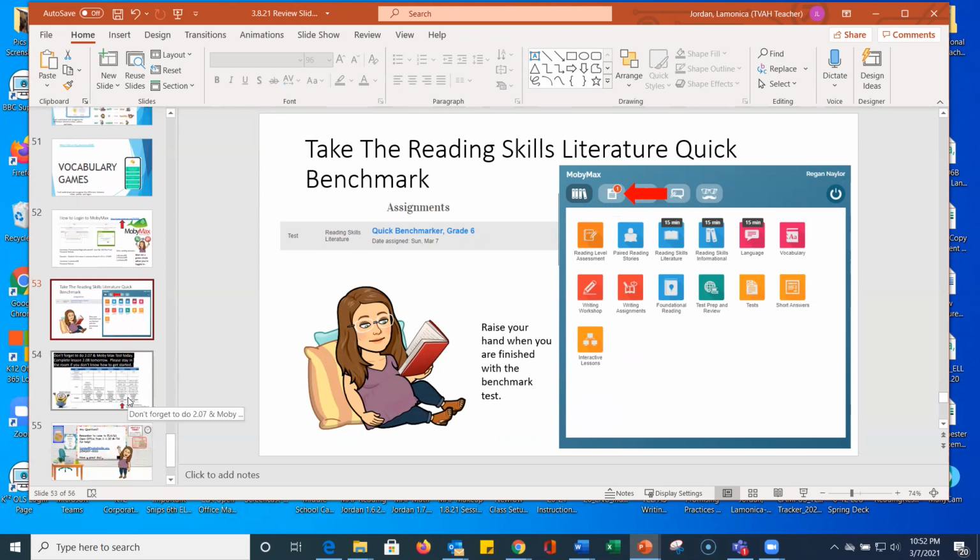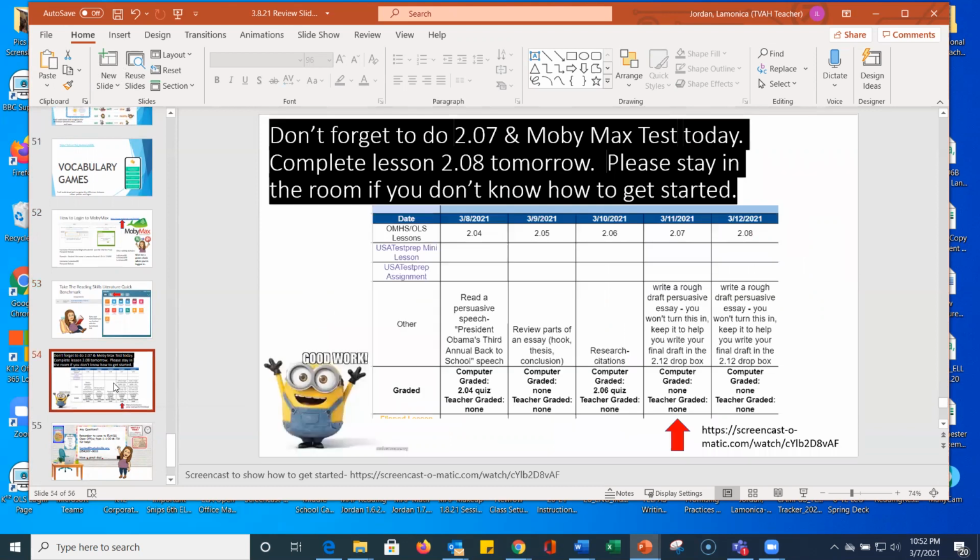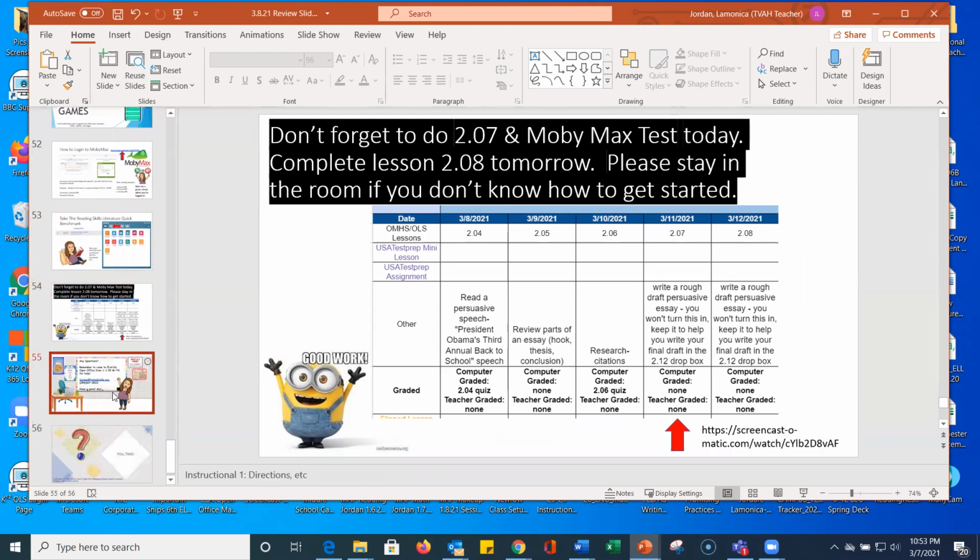All right, now that you're back, hopefully y'all did awesome on that. Here's what we're doing. Don't forget to do 2.07 and complete 2.08 and take the MobyMax test today. So if you didn't finish that, go ahead and finish. And then you're going to take 2.08 tomorrow. You're going to go ahead and get started on writing your persuasive essay rough draft. Again, if you want to share that with me, you can email it to me and I'll meet you in Help Lab to discuss it. Give you some pointers, tips, tricks to make you a better grade.